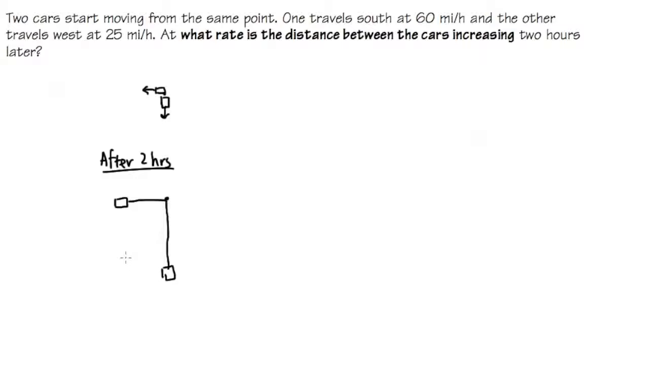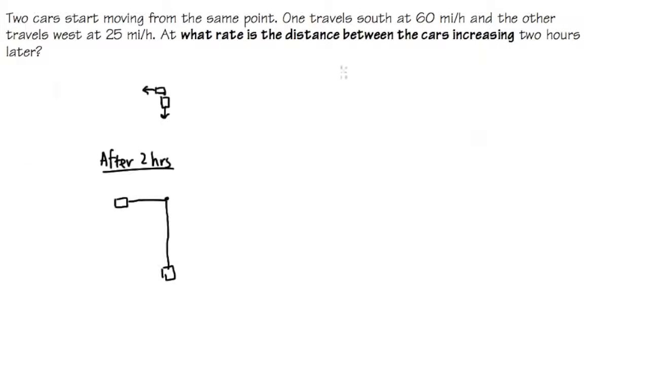Okay? And notice that right here I draw this to be longer because the car that's going south is going at the speed of 60 miles per hour, which is faster than the one that's going west, right? The west car is only 25 miles per hour, so I know this distance has to be longer than that one. So here's the picture for it.